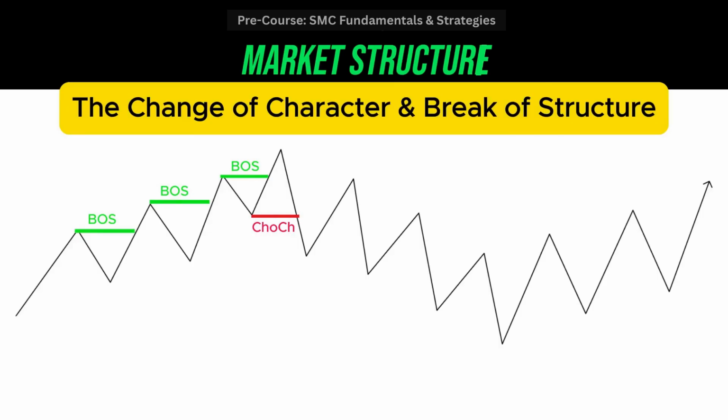It breaks the higher low, which creates a lower high. And this level is the change of character or the market structure shift. Then price goes up, but is unable to break the previous higher high. And it creates a lower high. Then it breaks the previous lows, which are the lower lows. And this level becomes the bearish break of structure.